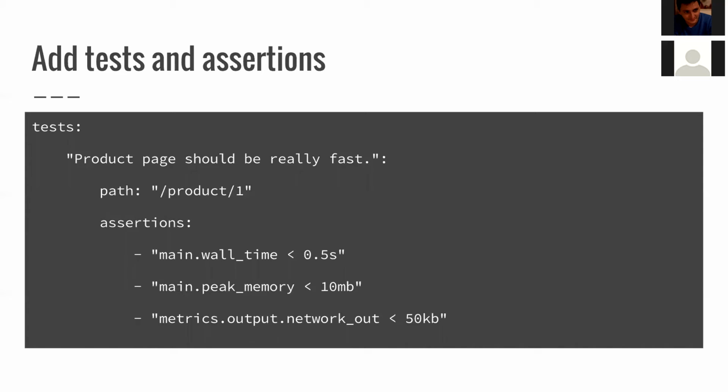assertions. So right here in this example, I have product page should be really fast. And I give it the path of /product/1. And I'm putting some very basic assertions that the wall time, my CPU time, should be less than half a second. It should only use 10 megabytes of memory, and the network output should be under 50 kilobytes. So that way I'm ensuring that it has a tiny footprint. And actually we should try to make that even smaller because that's still a huge size.